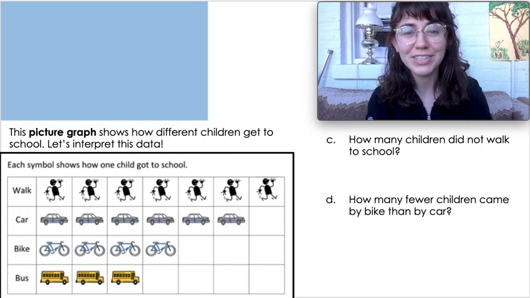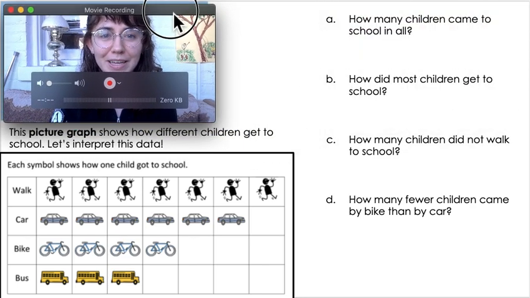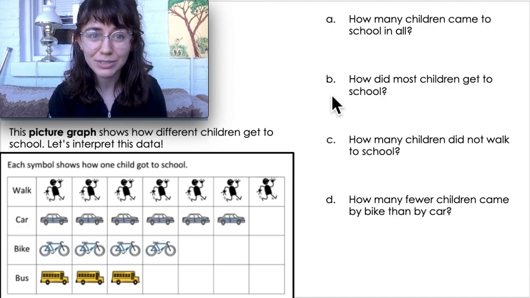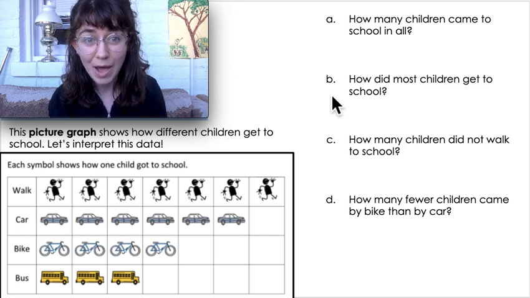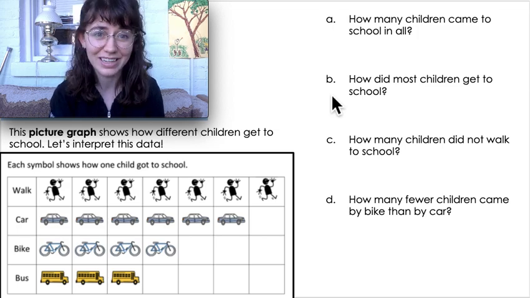This picture graph shows how different children get to school, so let's interpret the data. I'm going to move my face over here so we can see. A, how many children came to school in all? I want you to write down a number sentence to find out how many children came to school in all. Go ahead and do that. Pause the video right now because I'm just going to go ahead and explain it.